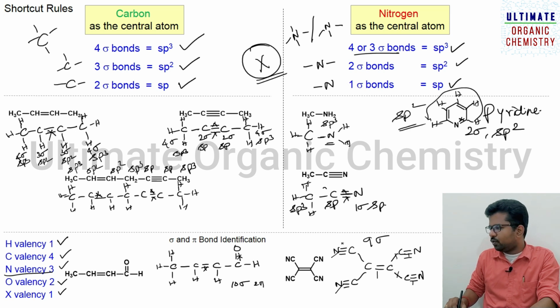Here you have 2, 4, 6, 8. Here you have 1. So overall you have 9. So here you have 9 sigma and 9 pi bonds. That's it. Question is solved.